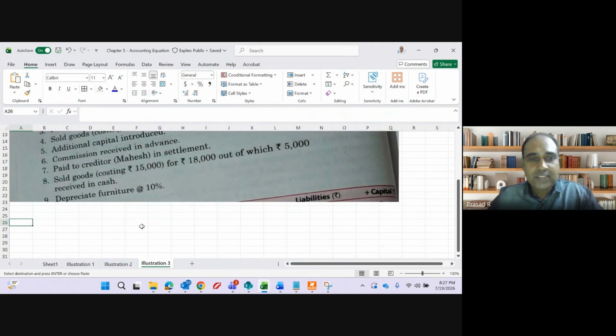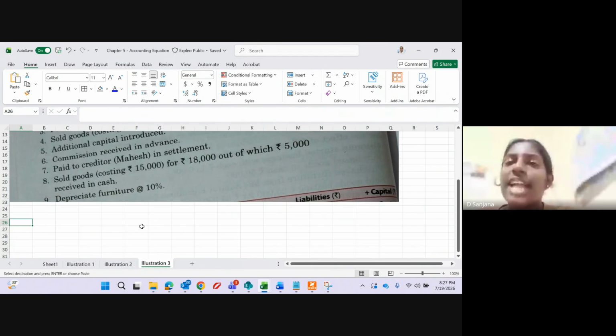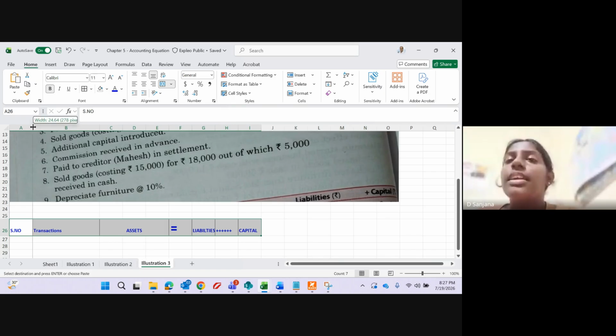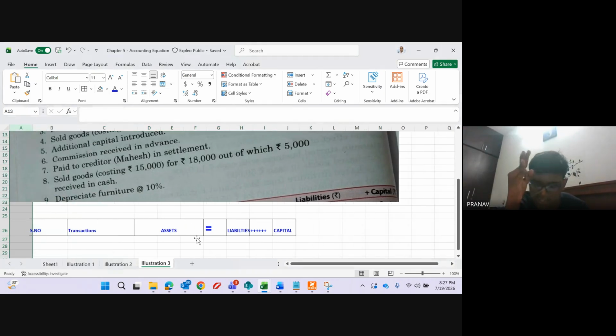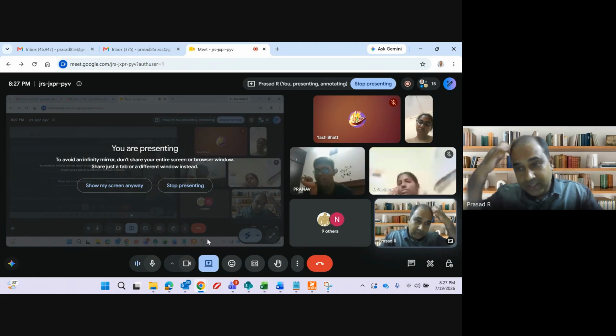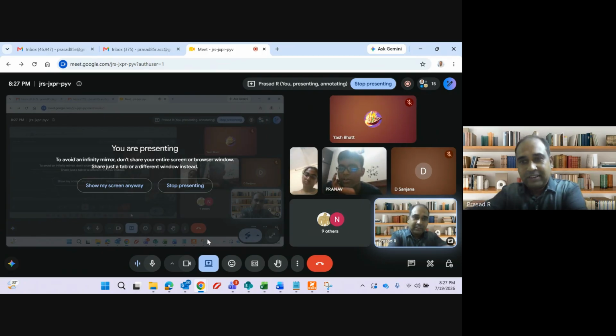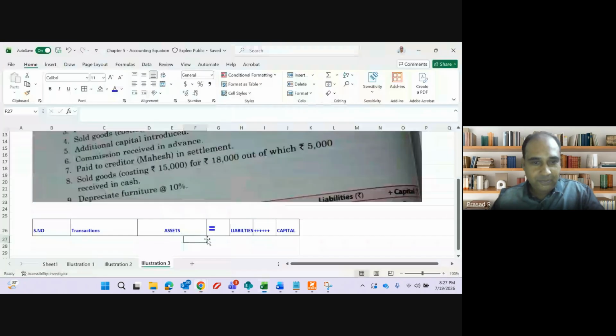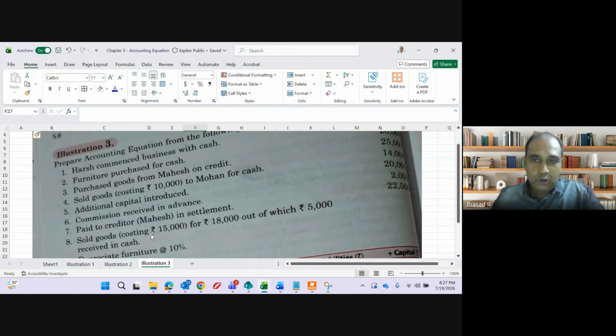What is the format, guys? You guys tell me. Serial number, transaction, asset, liability. Every question it will change. Format is assets equal to liabilities plus capital. That is the format. Assets will keep changing from question to question. Clear?